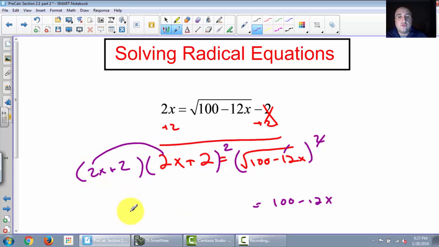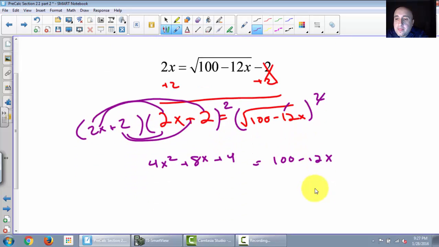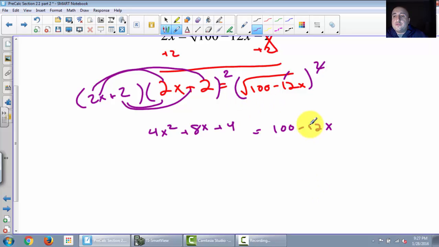So 2x times 2x is 4x squared. 2x times 2 is 4x. And I have another 2 times 2x, so I really have 8x. And then I have a 2 times a 2, which is 4. All right. So now what we need to do is get everything on the left-hand side.